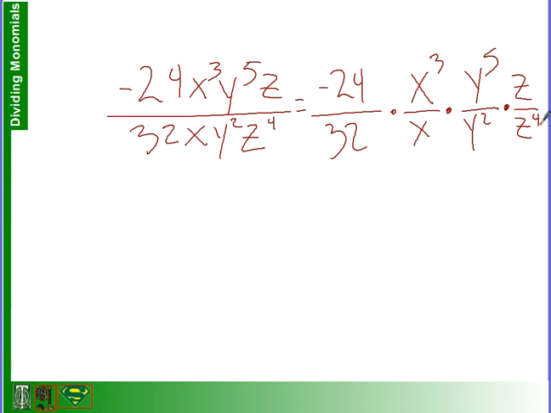Okay. And then after that, you simplify it to negative 3 over 4, because they both shared a factor of 8. Okay. All right. So, I copied this down wrong. All right. So here's a little hint.